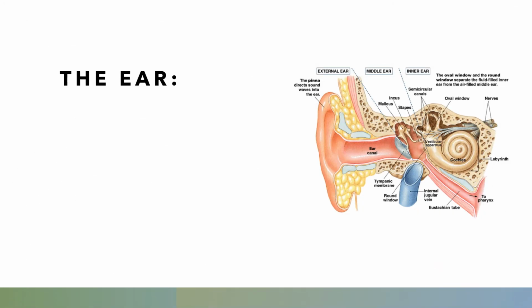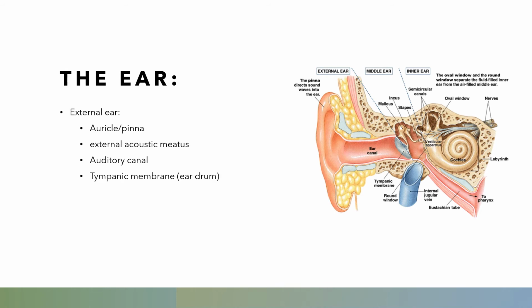Now let's talk about the ear. We're going to talk going from outside to in. So let's start with the external ear. We have the auricle or the pinna. That's basically the part of the ear that you can see. We have the external acoustic meatus, which is the opening here. We have the auditory canal, also labeled ear canal, and we have the tympanic membrane, also known as your eardrum.